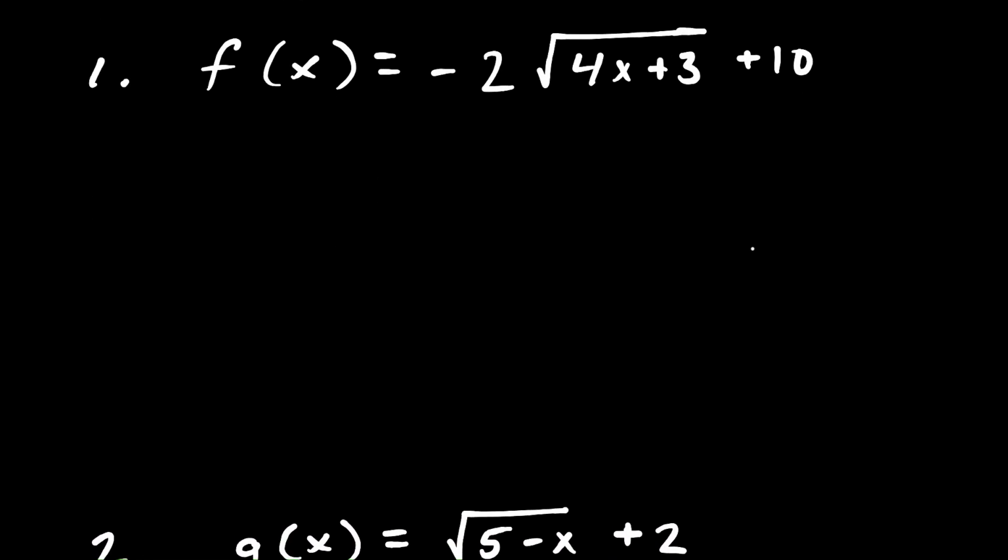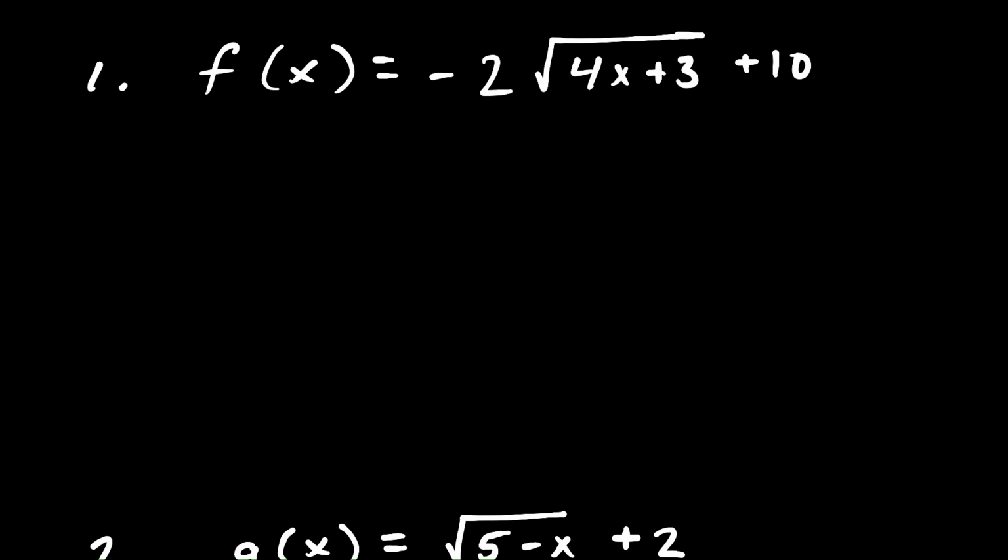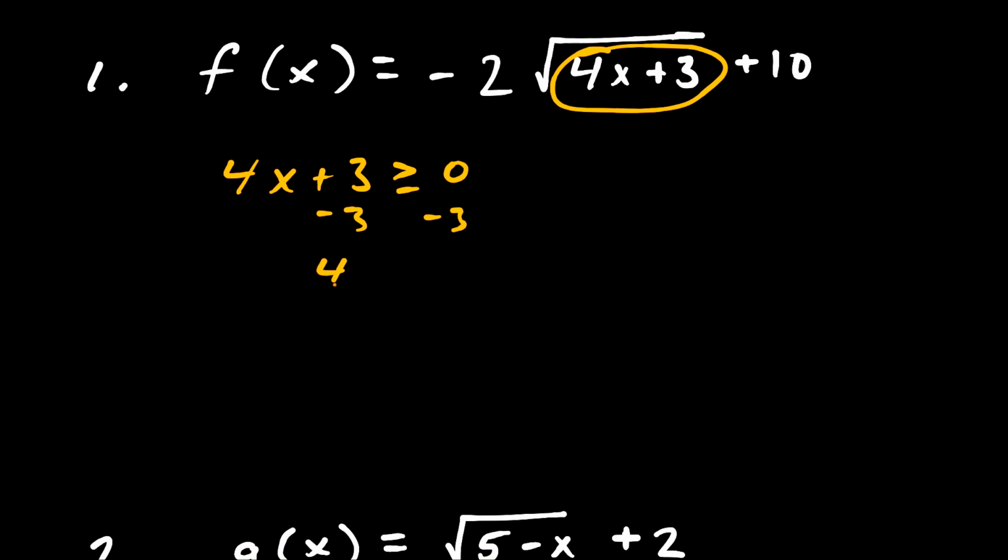Our first example is just looking at a radical. So let's take a look at what's underneath the radical, 4x plus 3, and we're just going to take that 4x plus 3 and make it greater than or equal to 0 and solve it. Again, we're just solving for domain. So we'll subtract 3 from both sides, leaving us with 4x is greater than or equal to negative 3. We'll divide by 4, and we're left with x is greater than or equal to negative 3/4.